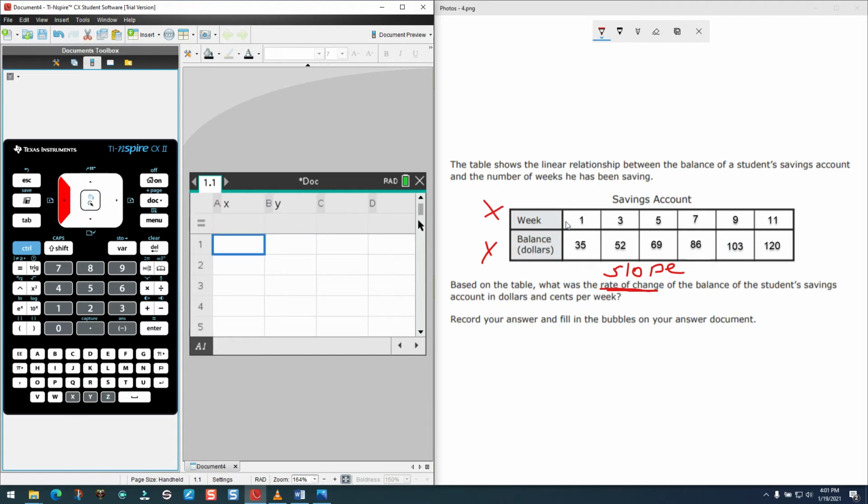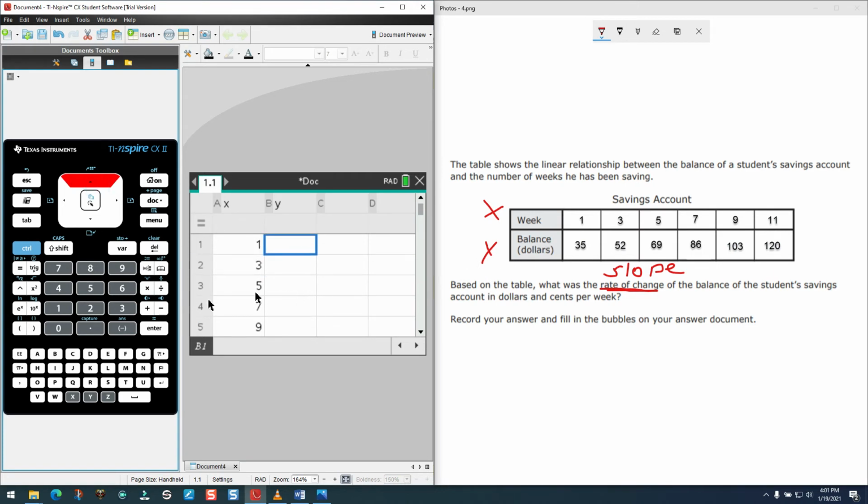And then for my x values, I'm gonna go ahead and input the first values I see. So 1, 3, 5, 7, 9, and 11. Enter. And for my y, I'm going to input my second values, which in this case is the balance or the dollars.